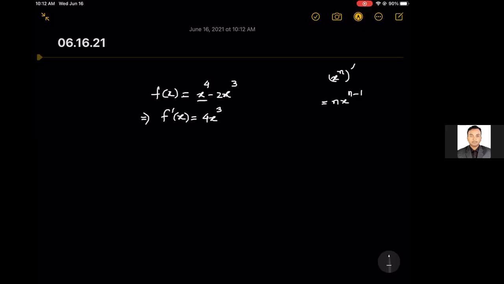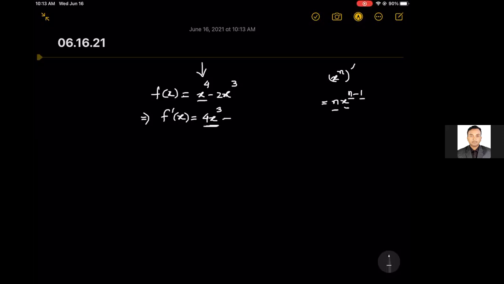We know the derivative of x to the n is nx to the n minus 1. On this occasion, for the first term, x to the 4, the n is 4, right? So it's 4x to the 4 minus 1. That's how we get 4x cubed.